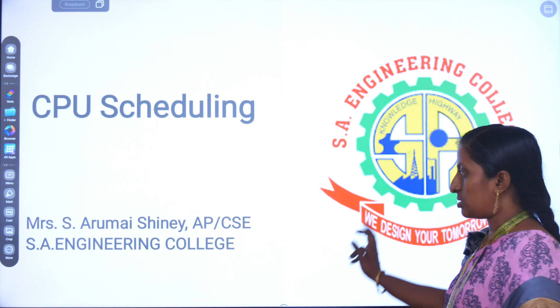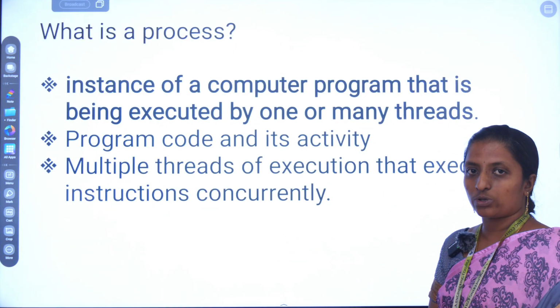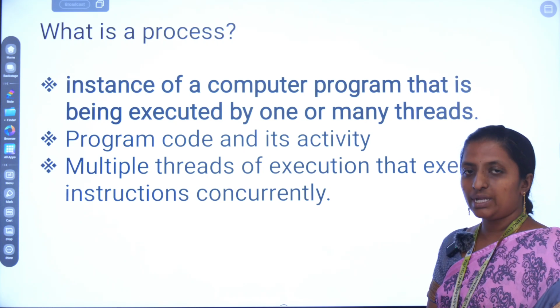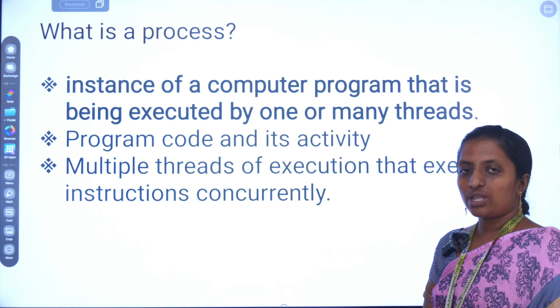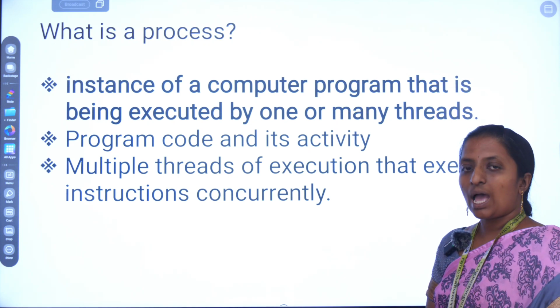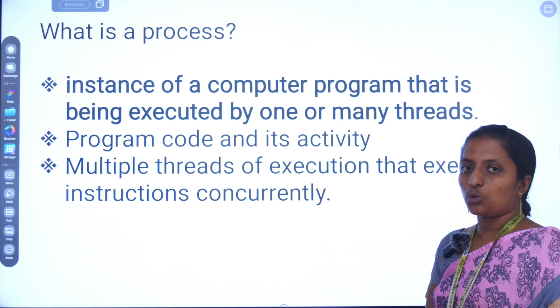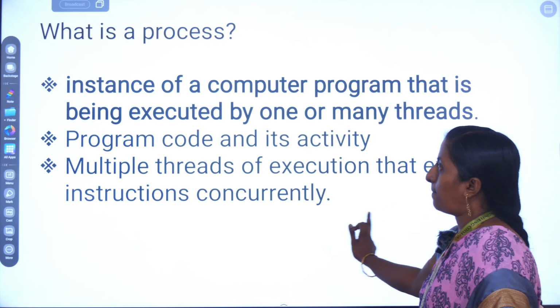So what is a process? A process is an instance of a computer program. It is also called a thread. It can be a single thread or multiple threads. If there are more threads, we say it is multithreaded, and the process can also be executed concurrently. So this is the definition for process.